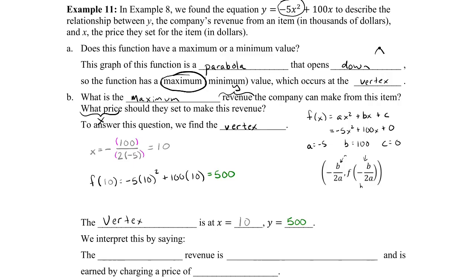What does that mean in terms of the story? Well, we just found a maximum value of y. So we found a maximum revenue. y is in thousands of dollars. So our maximum revenue is $500,000.